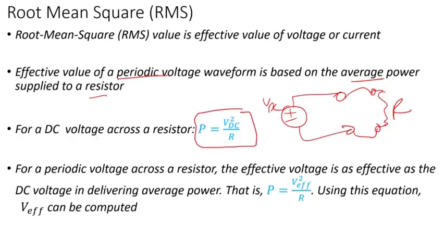So if you apply a periodic voltage across a resistor, the effective value of this voltage will be as effective as the DC voltage in delivering the average power. In other words, P will be V effective squared divided by R.